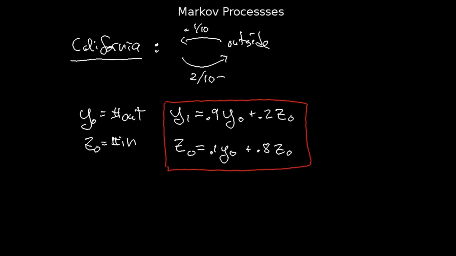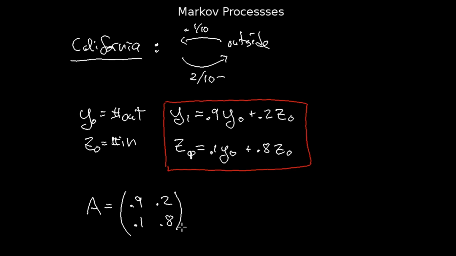We're interested in repeating this process. And so just as in the case of the Fibonacci numbers, obviously the thing that you wind up doing is having to compute powers of this matrix, 0.9, 0.2, 0.1, and 0.8.